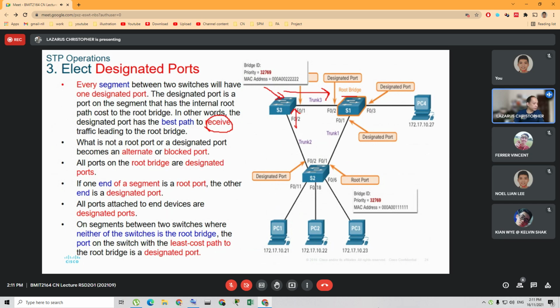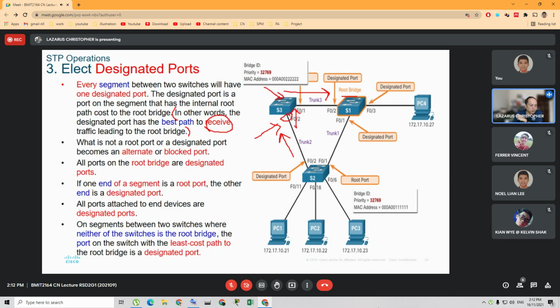So which port is the receiving port? This one, right? Because where is the traffic coming? If the traffic wants to go to root bridge, here, it's going inside. It's ingress, right? Going inside S3 to be forwarded to the root bridge. So, in other words, look at the sentence. The designated port has the best path to receive traffic leading to the bridge. Now, best path means if you have multiple paths, but we only have one path, right? So this is our best path, and it's receiving traffic, and this traffic is going to be forwarded towards the root bridge, right? So far so good. So our candidate designated port on S3 is that.